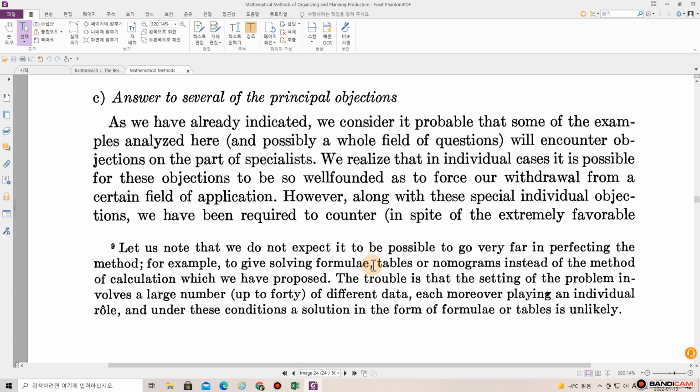C. Answer to several of the principal objections. As we have already indicated, we consider it probable that some of the examples analyzed here and possibly a whole field of questions will encounter objections on the part of specialists. We realize that in individual cases, it is possible for these objections to be so well-founded as to force our withdrawal from a certain field of application.